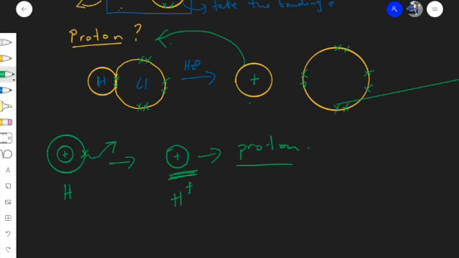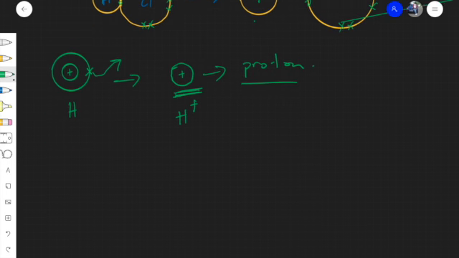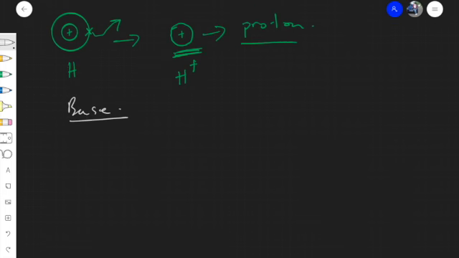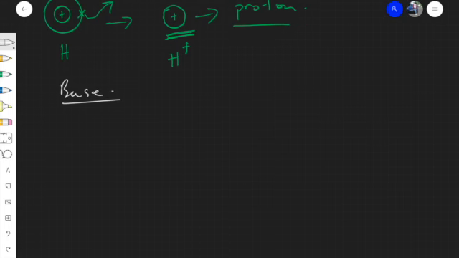It should be made clear what we mean by saying that it is a proton. Okay, so let's go to base. What is a base? We have already said that a base is a proton acceptor. It is a proton acceptor, right?